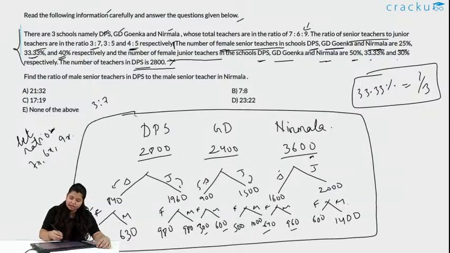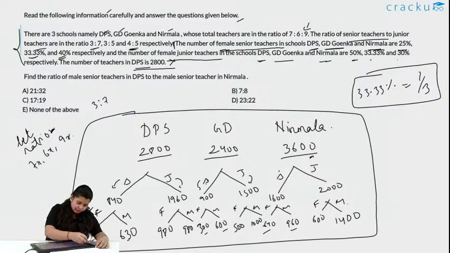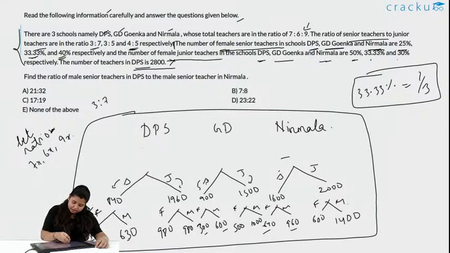Once you have this data, you will be able to solve all the 5 questions. So, let us write this clearly so that we can take reference of this and solve all the 5 questions. I am not making a table, I am just writing it here so that it is clear. It is 2800.